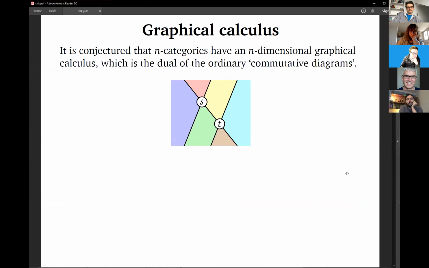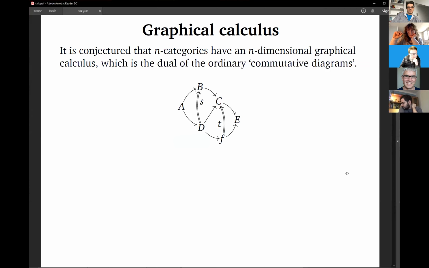So here's a two-dimensional picture. And one conceptual motivation for these is that they should be the dual of the ordinary pasting diagrams, commutative diagrams we're familiar with from category theory. So here's a pasting diagram. Maybe it involves 6 categories, A, B, C, D, E, F. Maybe it involves 7 functors, which are these single-barreled arrows, and maybe 2 natural transformations, S and T. We've pasted them together.